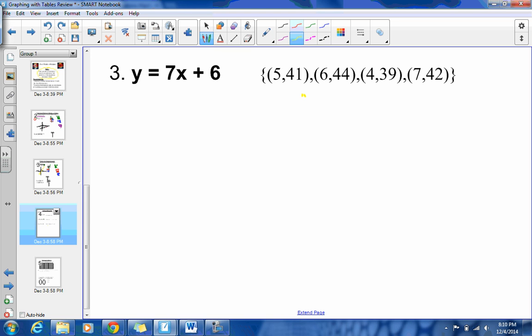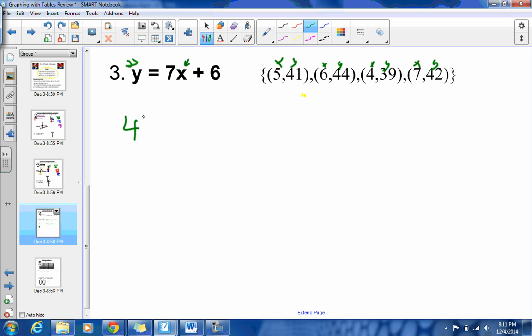And if you recall, finding the solution set, we have a bunch of ordered pairs. We have an x and a y. That's what ordered pairs are. They're an x and a y value that tell you where to plot it on the graph. But if you're given the equation, you just plug it in for the equation. But make sure you put the x in for the x and the y in for the y. So the first one, we have x is 5 and y is 41.